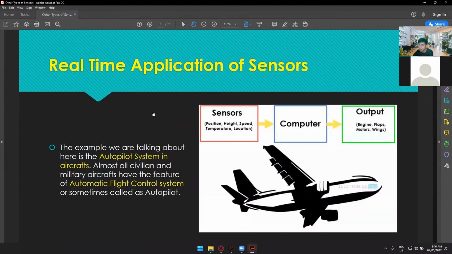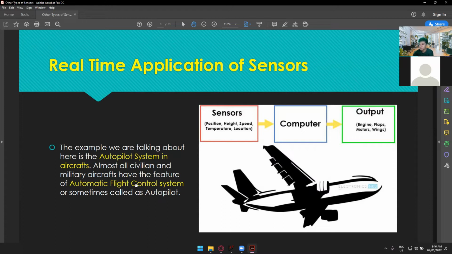So let's look at a real-time application of sensors. This one is really useful when it comes to automation, which is the term autopilot: the autopilot system in aircraft. We already have autopilot in cars, but only for Tesla. Some people here in the Philippines already have such a car, but it's not yet most commonly used since of course it's expensive. But that is the future that we already have right now.